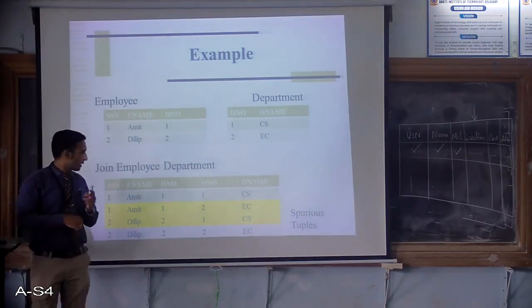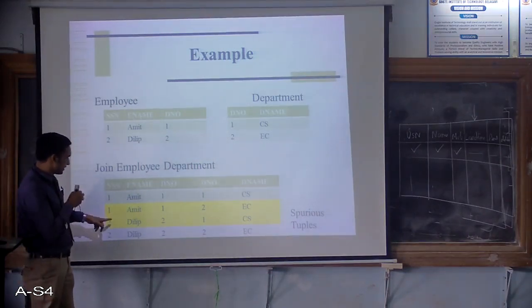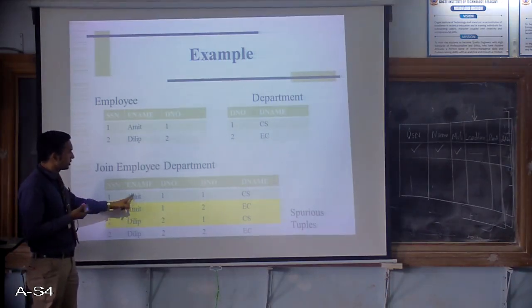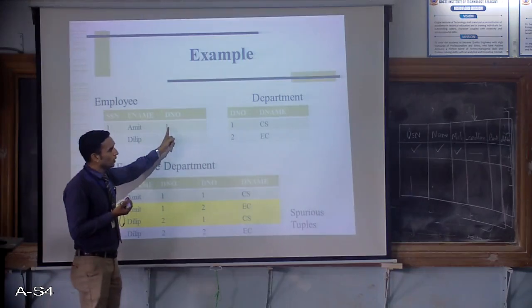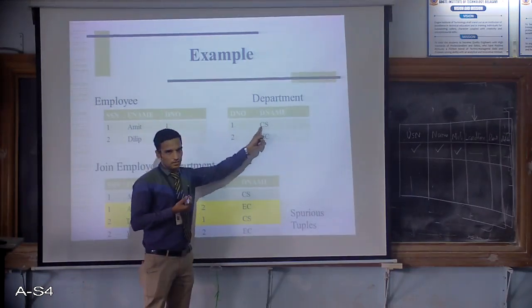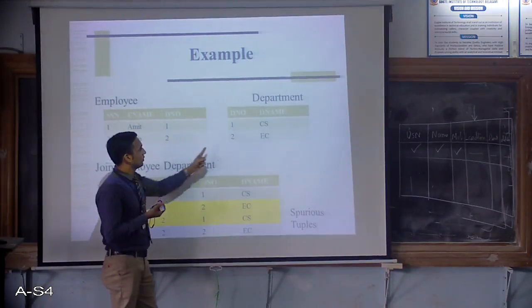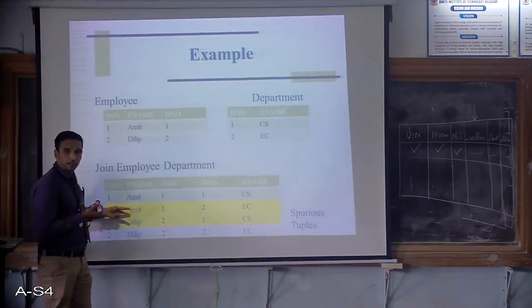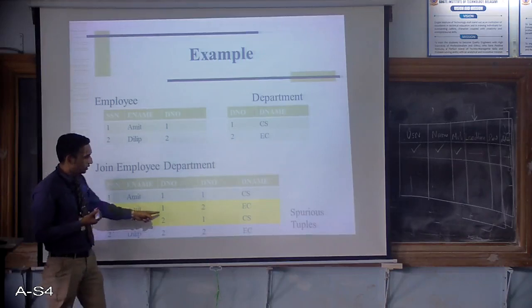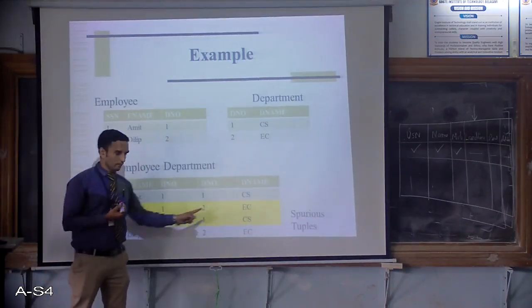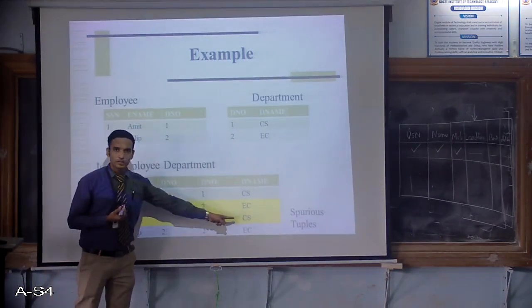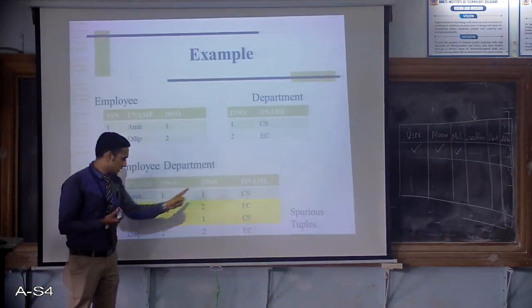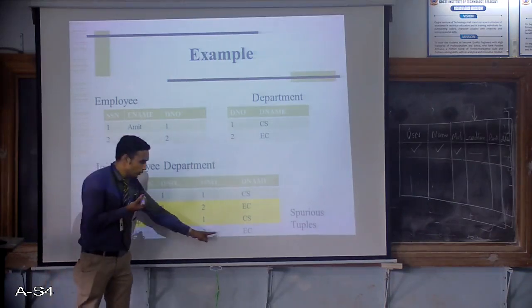Now when you look at this part here, see this Amit and Dilip. As I know, Amit belongs to department 1 which is nothing but CS. Dilip belongs to department 2 which is nothing but EC. But when I join them naturally, I am getting a row where Amit is showing for EC, Dilip is showing for CS. So these are the valid tuples: Amit belongs to department 1 CS, Dilip belongs to department 2 EC.